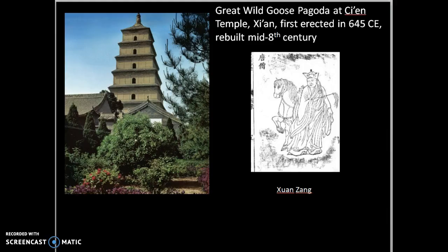This is the Great Wild Goose Pagoda, and it is a temple, and it dates to about 645 CE, and then it was rebuilt in the mid-8th century. It's an example of Tang architecture, and it was located in the Tang capital. It's actually built for this legendary monk. When it was first built, it was built in honor of this legendary monk, and his name was Xuanzang.